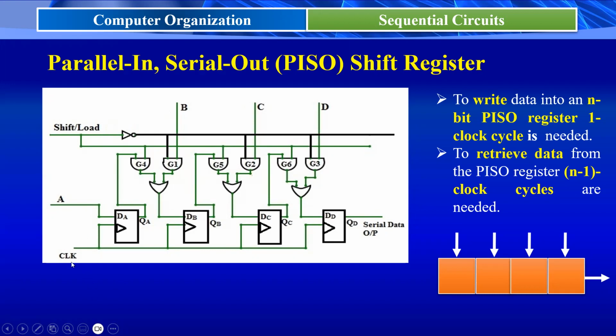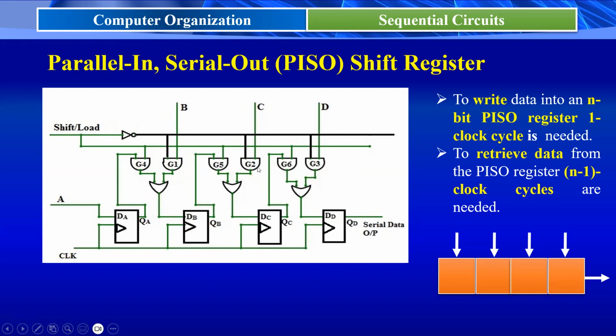Now, by applying a clock pulse, these values are accepted by the flip-flops, and only one bit is retrieved at the end of the whole register. That is, I retrieve data from only this last flip-flop. So this I return as the serial data output.